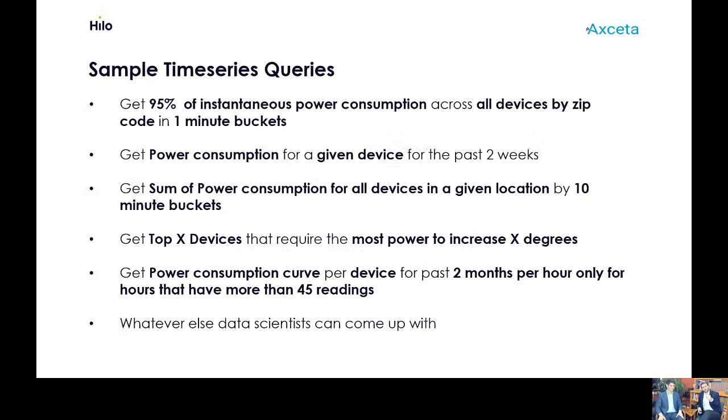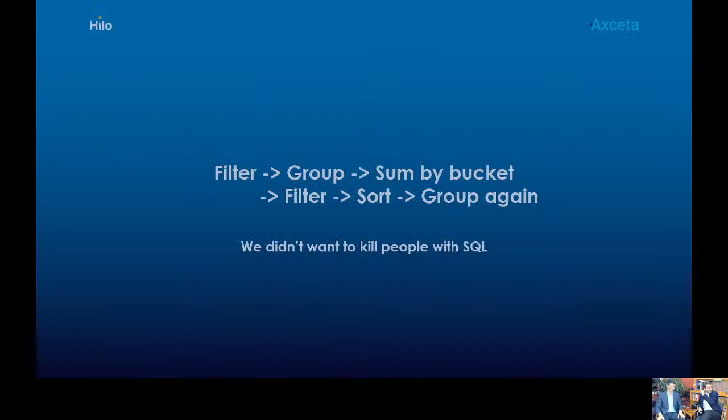The types of queries that we were thinking of throwing at it is something like: give me the 95th percentile of the instantaneous power consumption for all the devices, grouped by zip code, for all of the zip codes within a given geographic region. That's a mouthful. Grouped by 1 minute time. I mean, try to do that in SQL. I think you will require a bit of therapy on that one. But you see the sequence of filtering, grouping, sorting, filtering, and grouping, and summing and calculations. It could get in there.